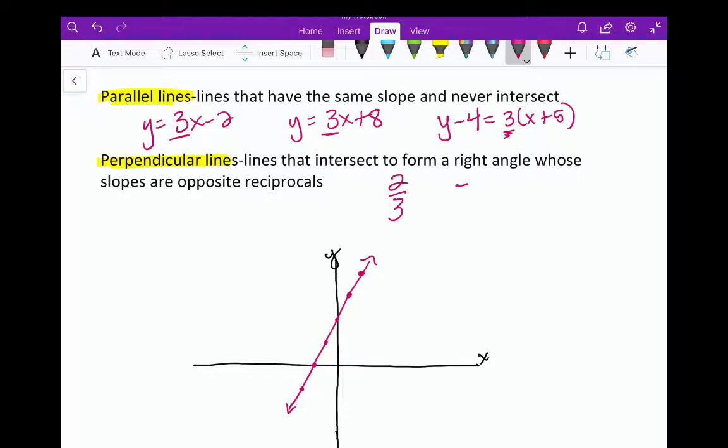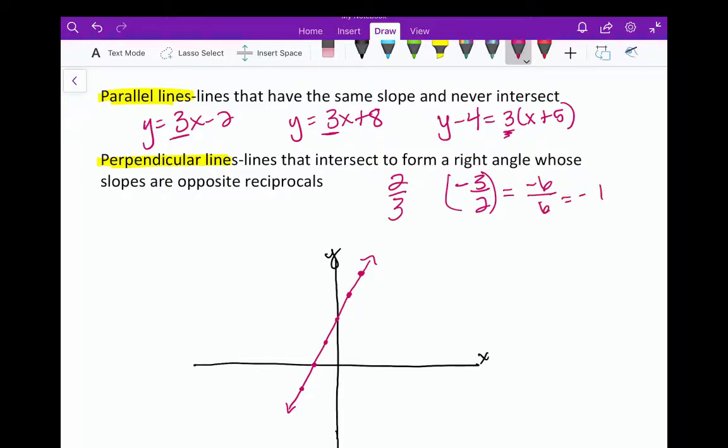Reciprocal is when you flip the numerator and the denominator. So instead of 2/3, it's going to be 3/2. So these are opposite reciprocal slopes. If I multiply these together, I'm going to get -1. I'm going to get -6/6, which is -1.